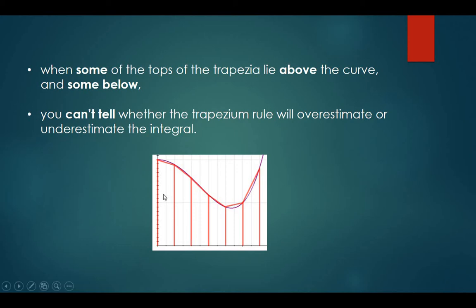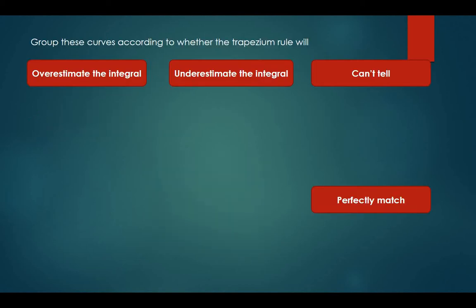For this curve, we can see that the curve curves downwards and then it curves upwards. So that means that some trapezia are lying below the curve and some trapezia are lying above the curve. So overall, we can't tell if the trapezium rule is going to give us an over or an underestimate of the integral. So what I'd like you to do now is you're going to be presented with a graph, and I want you to decide whether it will give you an overestimate for the range given, or an underestimate of the integral for the range given, or if you can't tell, or if you'll get an exact match.